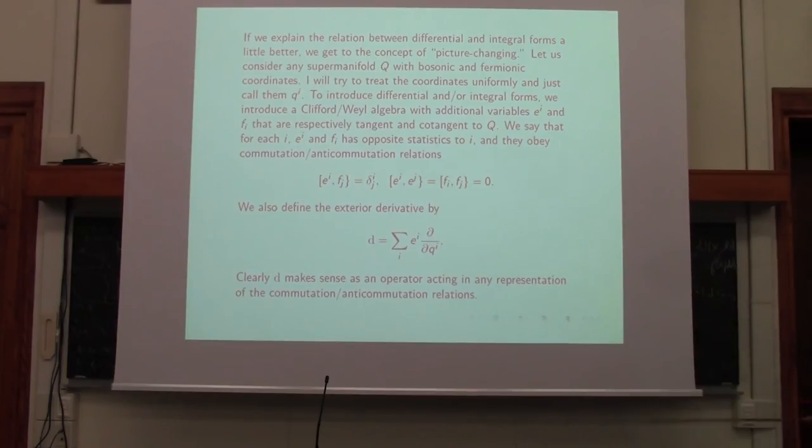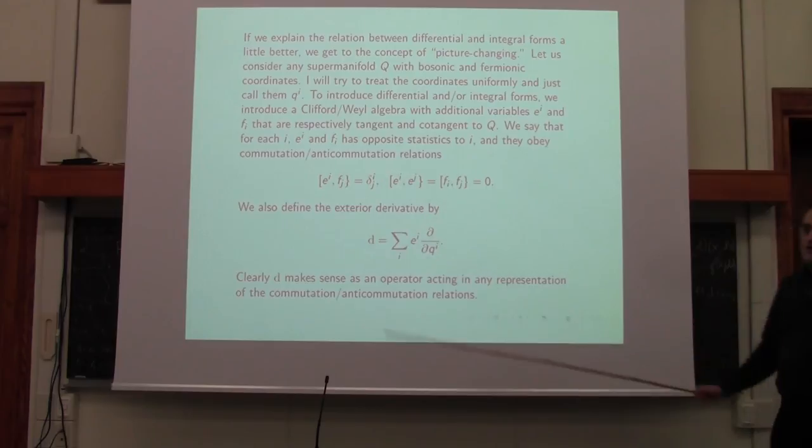We consider any supermanifold Q. Actually, Q isn't the best name, because earlier it was the BRST operator. We consider any supermanifold with bosonic and fermionic coordinates. I'll treat the coordinates uniformly and just call them q^I. q^I could be either bosonic or fermionic.